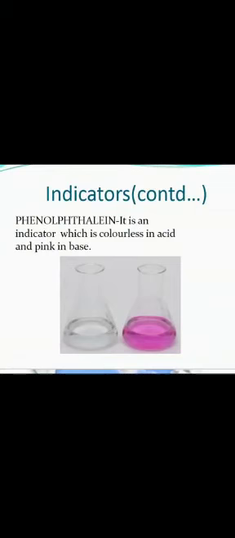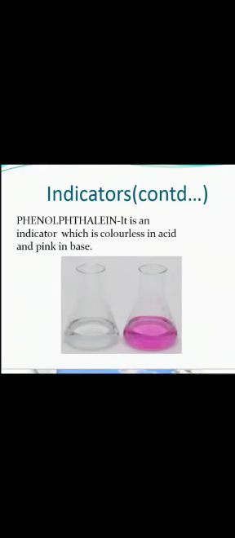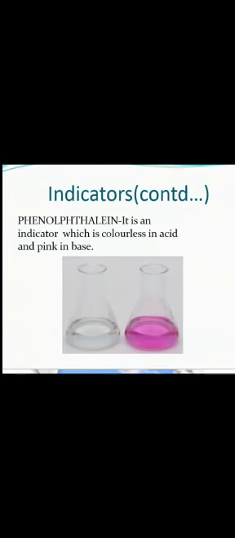Now one synthetic indicator, phenolphthalein. Phenolphthalein is actually the synthetic indicator prepared in the labs by dissolving the phenolphthalein dye in the alcohol. When we dissolve the dye in the alcohol, we get the indicator called phenolphthalein. This phenolphthalein indicator is in the colorless form. It is actually a colorless solution, but when it is poured into the base, it gives us the pink color, and in the acid solution it remains as it is, colorless.